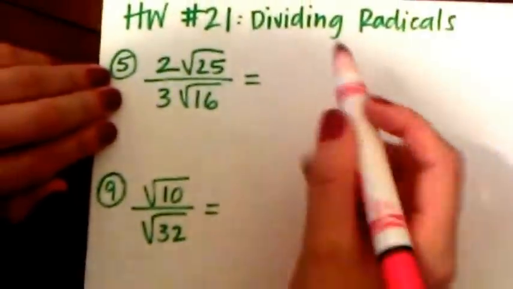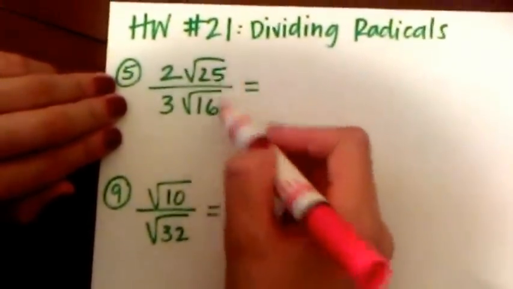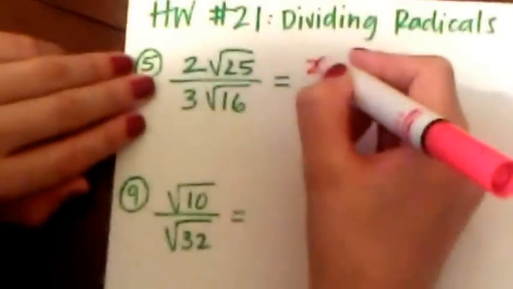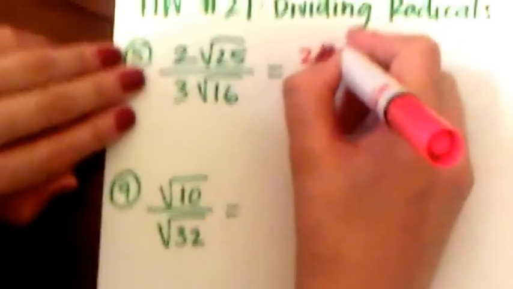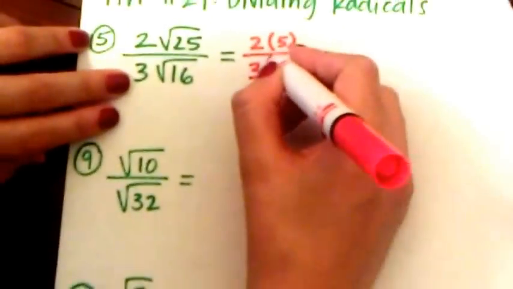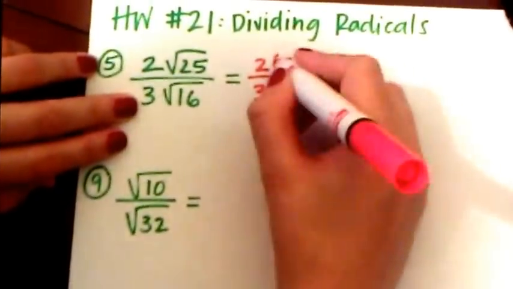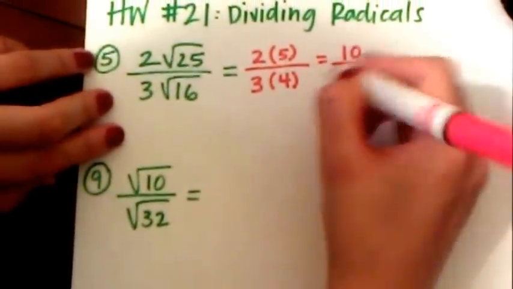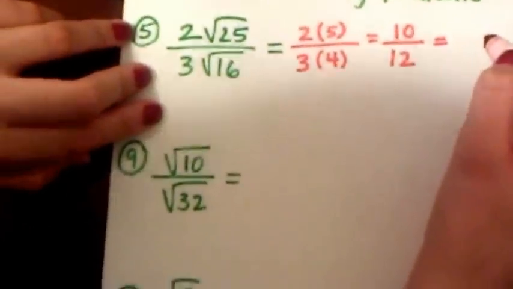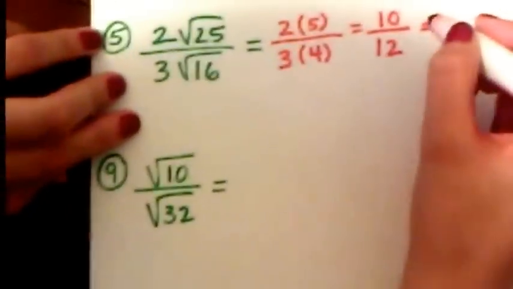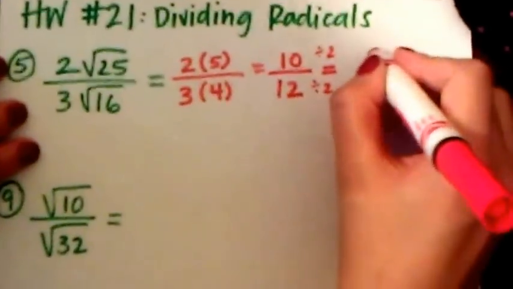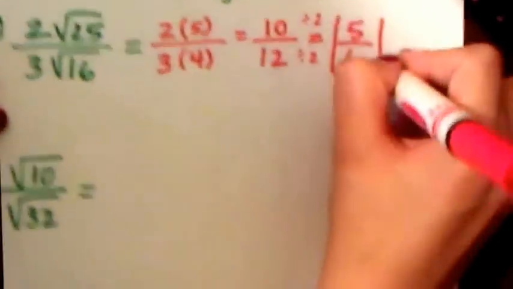In problem number 5, we see that we have perfect squares in the numerator and in the denominator. So the first thing we're going to do is simplify the numerator. The square root of 25 is 5. And down here we have 3 times the square root of 16, which is 4. 2 times 5 is 10, and 3 times 4 is 12. This fraction can be further simplified by dividing the numerator and denominator by 2. So our final answer is 5/6.